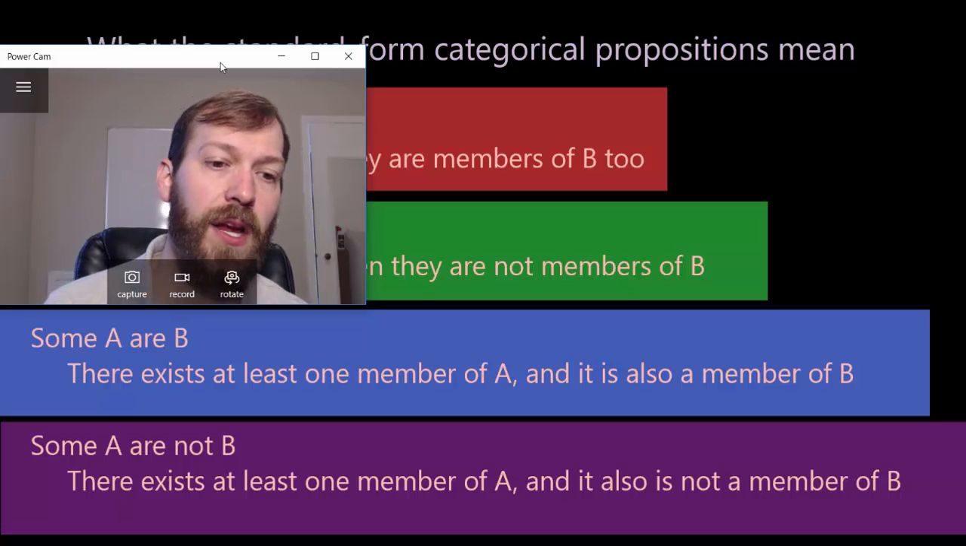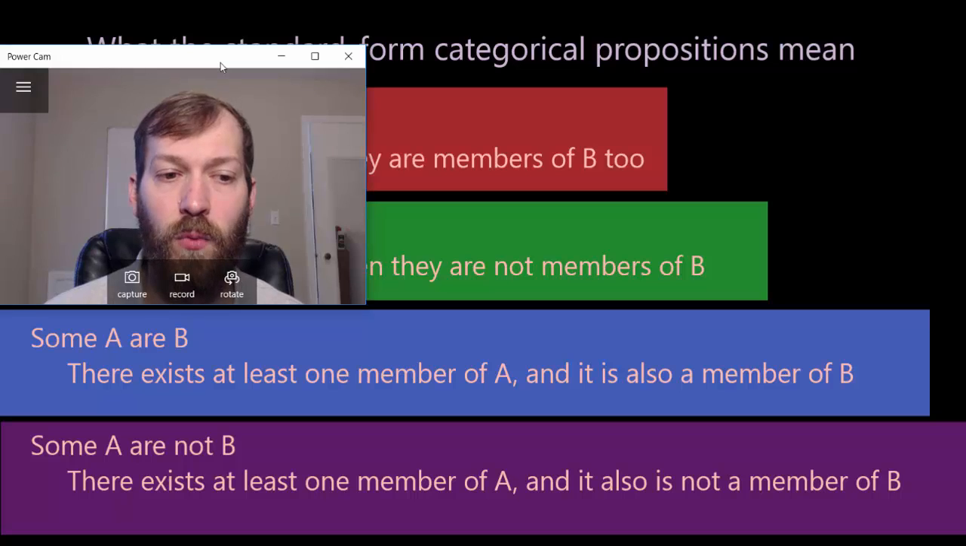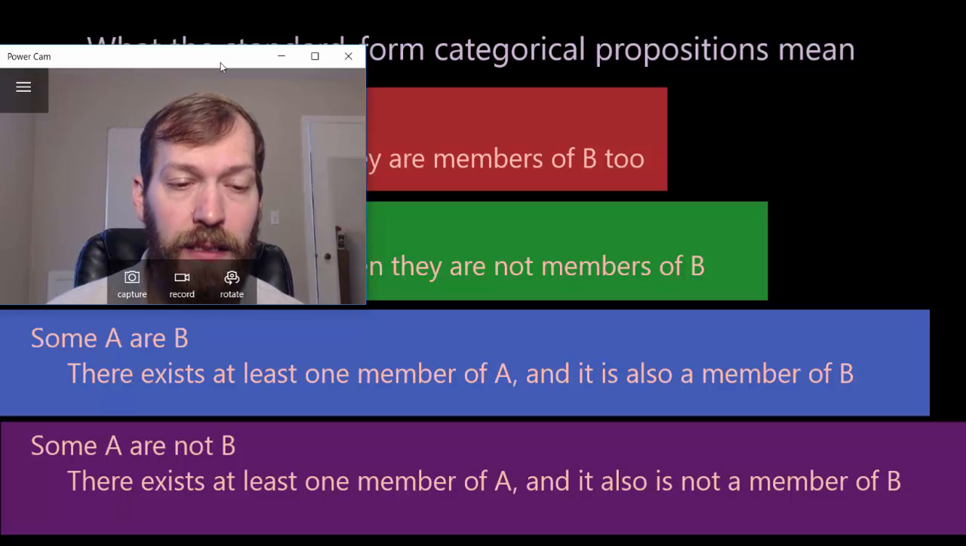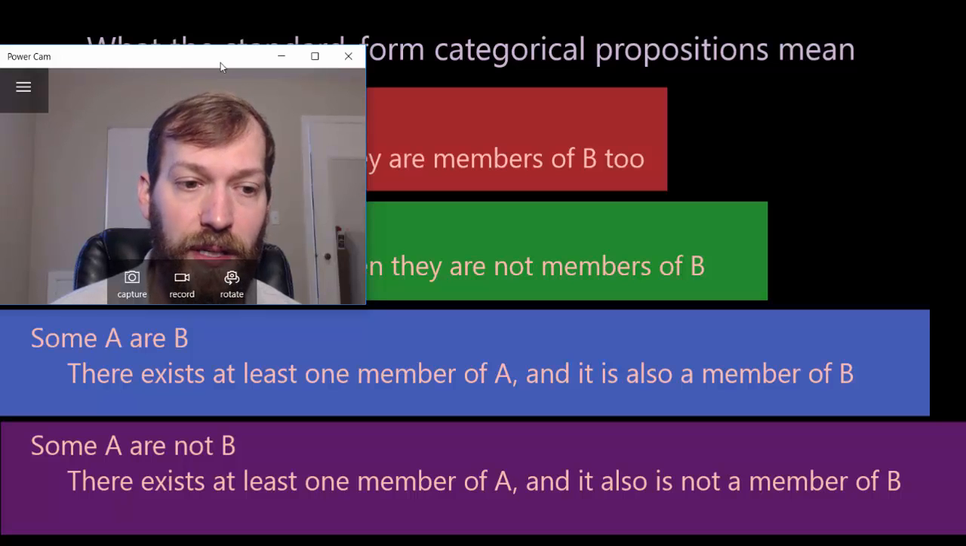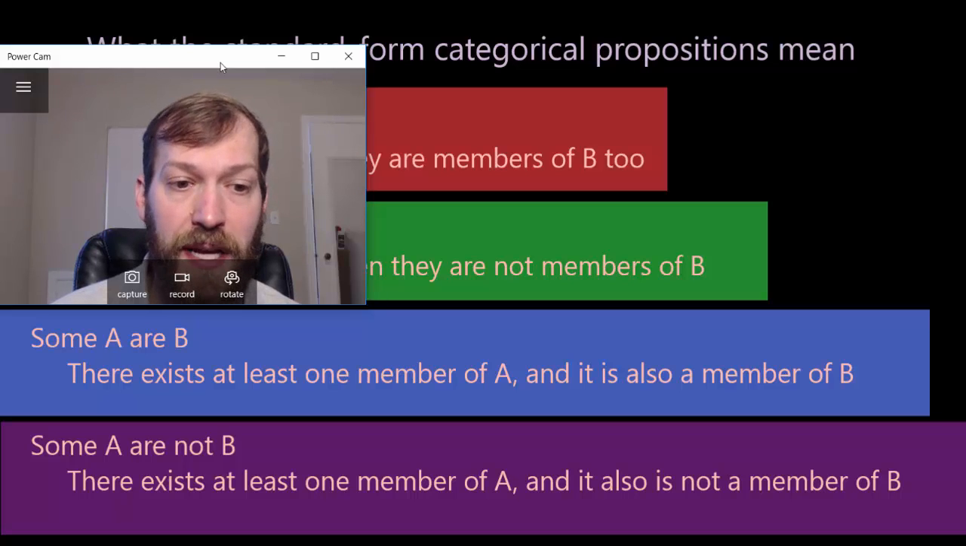If I say some A are not B, then what I'm saying, again, committing myself to the existence of an A, so there exists at least one member of A, and there's at least some non-overlap between A and B such that this member belongs to that non-overlap, wherever that is. Right? So it's going to be something that's in the A category but outside of the B category.